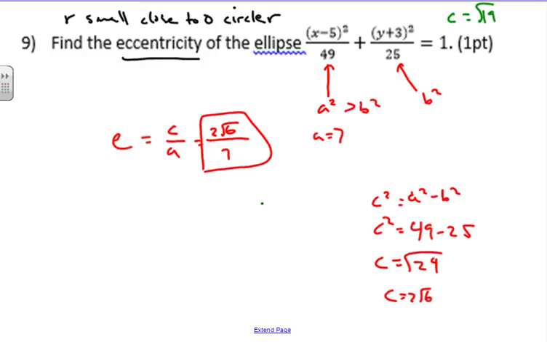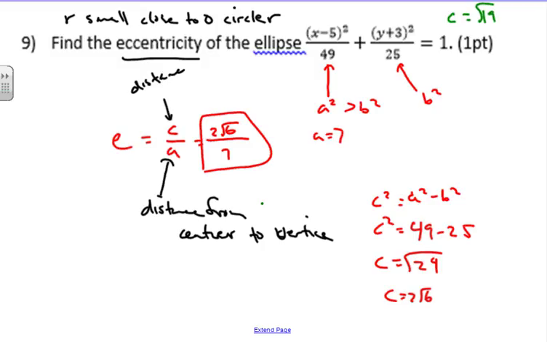Not too hard. The key thing is finding a and c. Once again, a is always the distance from the center of the ellipse to a vertex. C, on the other hand, is the distance from the foci, or one focus, to the center. And b is the distance from the center to a point on the minor axis. So there you go.